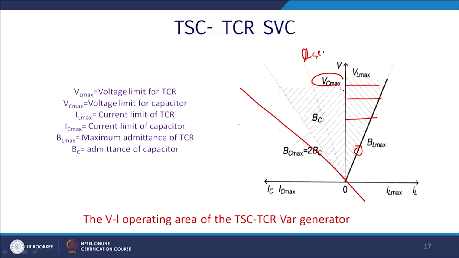So, VL max is the voltage limit for the TCR, VC max is the voltage limit for the capacitor, IL max is the current limit of the thyristor, IC max is the current limit of the capacitor, BL max is the admittance of the TCR, you can choose any value, and BC is the admittance of the capacitor, and it will change in this way.